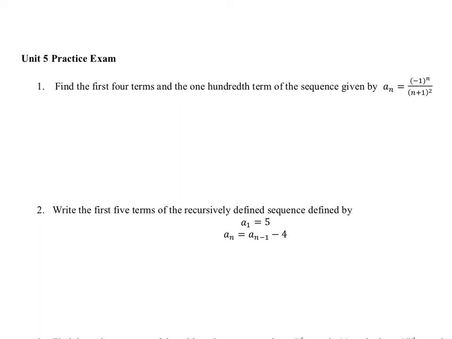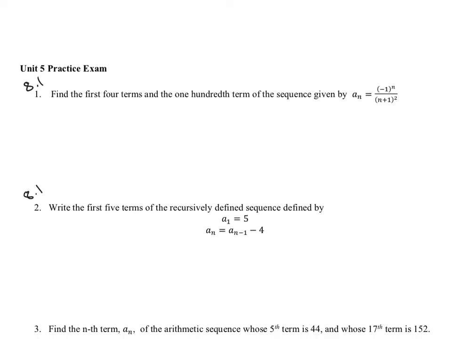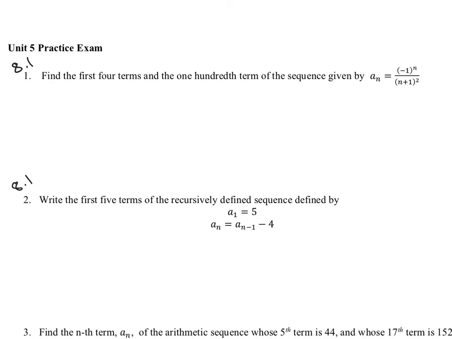The first two questions are from section 8.1. And really it's just, can you take an nth term, or in this case what's called an explicit formula, and in this case here what's called a recursive formula. So can you take those and generate terms of a sequence?